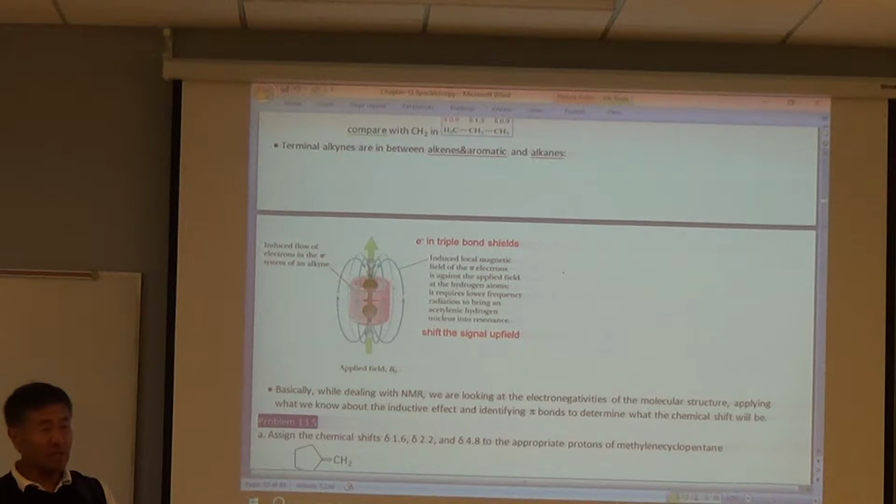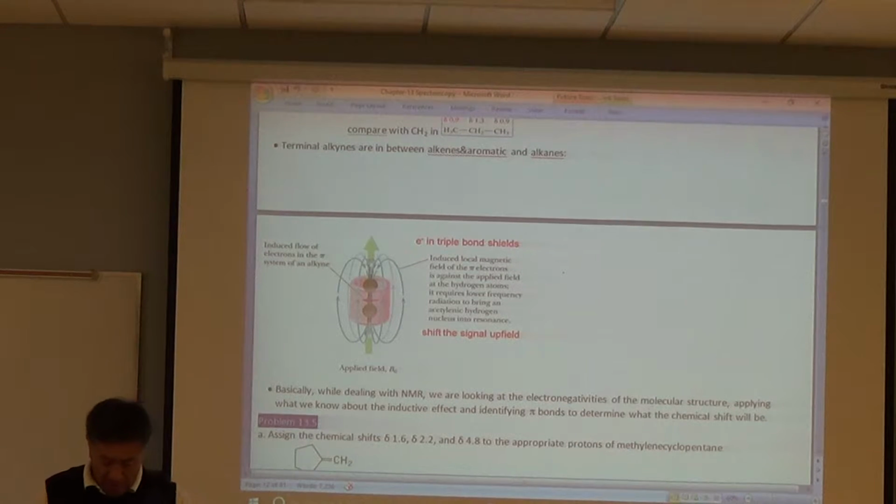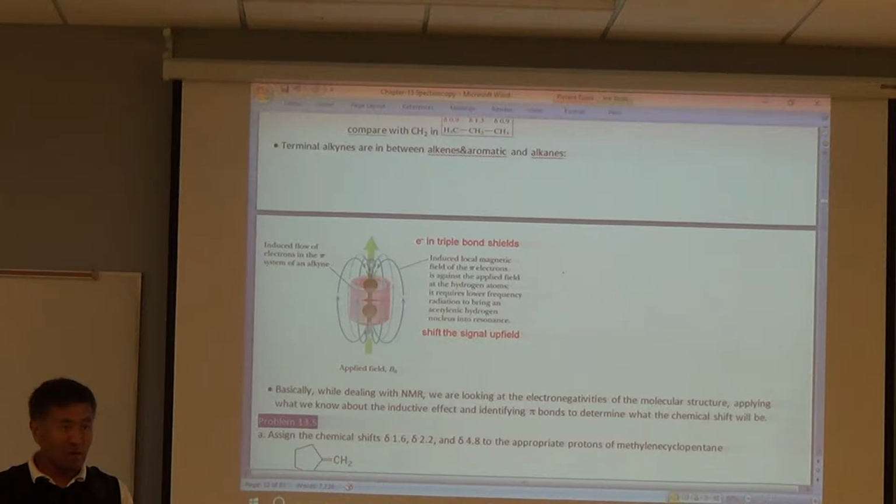But you consider that the hybridization of the carbon in this triple bond is sp, and we know sp hybridization is more electronegative. More electronegative means it pulls more electron density away from the H, so the H is deshielded. Therefore these two effects are opposite.